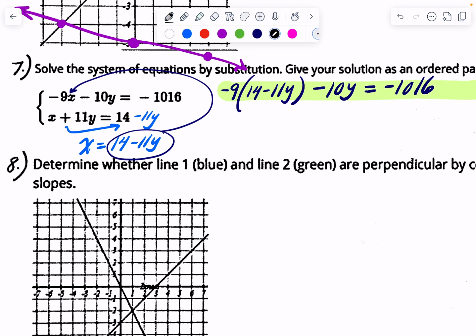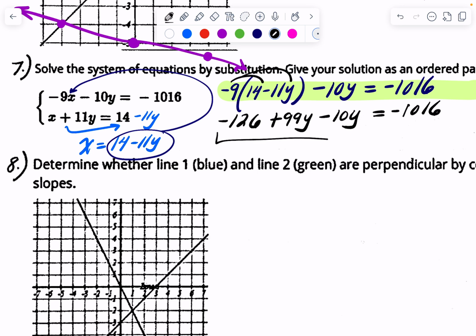So we'll be able to solve now. We'll distribute -9 in. So -9 times 14 is -126. -9 times -11 is +99y, minus 10y equals -1016. So now I'm going to combine like terms. I have -126, and then 99 minus 10 y's is 89 y's.